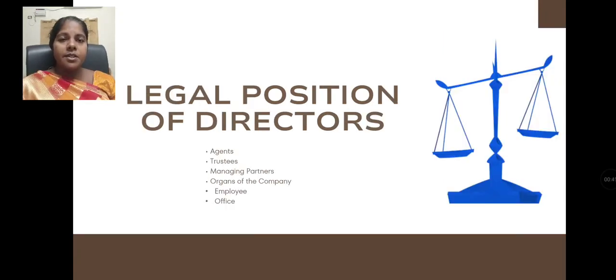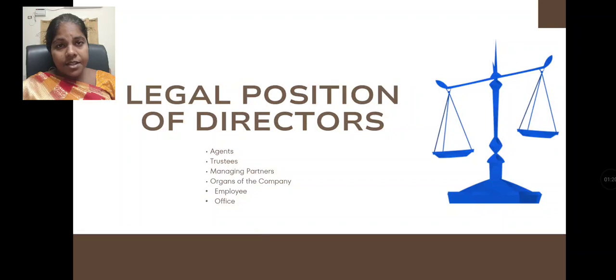Next, let us look into the legal position of directors. A director may act as an agent, as a trustee, as a managing partner. He is an organ of the company, an employee, an officer. So he plays various roles in the company. When you consider an agent, there is a relationship between the principal and the agent, the agent acting on behalf of the principal. Here the principal is the company. So the director acts on behalf of the company. He signs contracts, he enters into contracts.